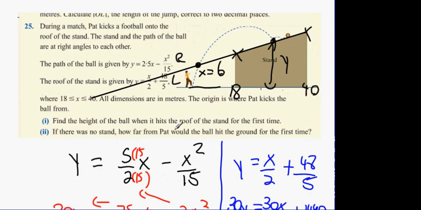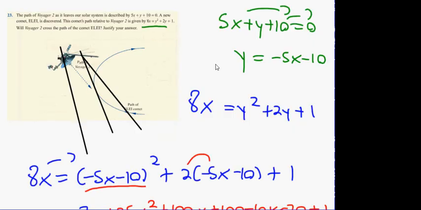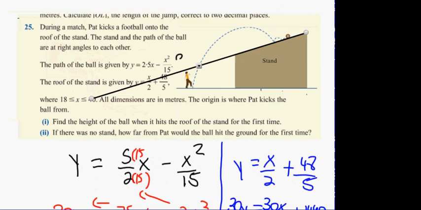Alright, if there was no stand, how far from Pat would the ball hit the ground for the first time? Imagine we got rid of the stand completely, and this is gone. What happens? Basically, it's an x-axis intercept. It just continues down and hits the ground. So my quadratic formula equals 0, because you want to have no height, and when it has no height, y equals 0. So we solve this equal to 0.